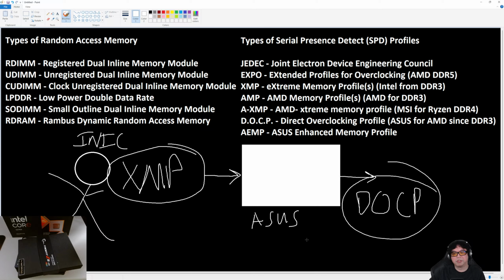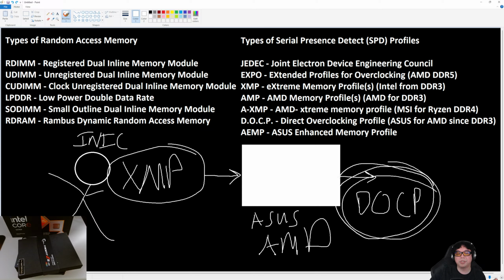DOCP. And this is for AMD, by the way. This is an AMD motherboard that ASUS has. So for an ASUS AMD motherboard, when someone installs XMP Intel memory that has an Intel custom SPD profile and loads the profile, ASUS applies DOCP, direct overclocking profile, a translation of the XMP. So basically, DOCP is nothing more than a glorified, rebranded name of XMP that ASUS applied to Intel memory for an AMD CPU. That sounds extremely complicated.